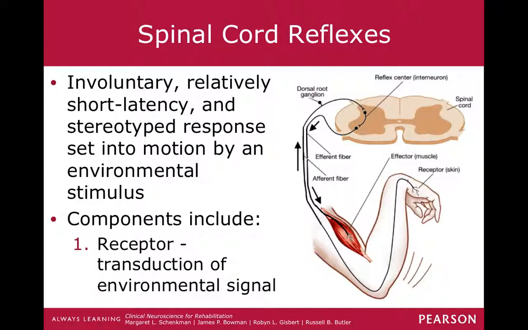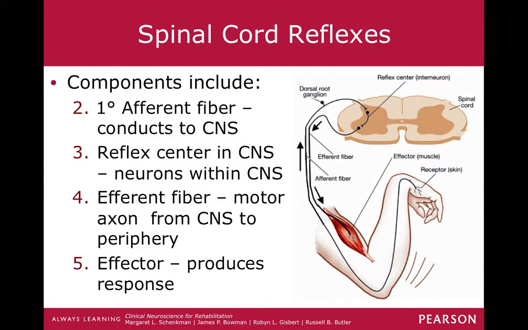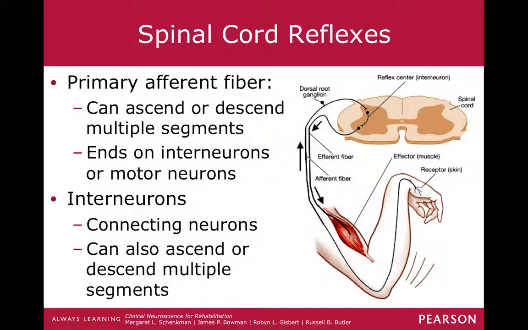The components include the receptor for the transduction of the signal, as we've discussed before. Also, the components include the primary afferent fiber, which conducts to the CNS, the reflex center within the central nervous system, which are neurons within the central nervous system, typically an interneuron and a motor neuron, effector fibers, that is, motor neuronal axon from the CNS to the periphery, and then the effector, which is most commonly skeletal muscle, or in some cases of the autonomic reflexes, you'd have smooth muscle, which produces the response of the reflex.